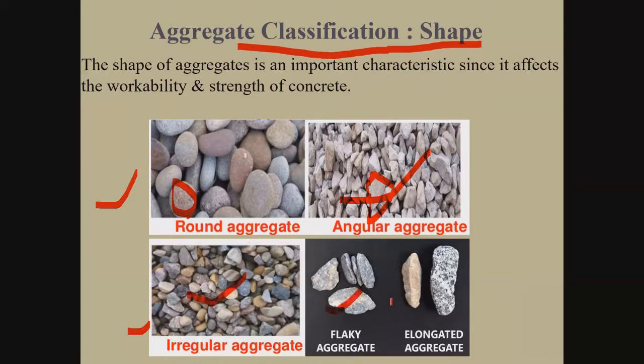There will be flaky aggregates, and there will be elongated aggregates. Elongated aggregates have more length as compared with the thickness and width. Flaky aggregates have less thickness as compared with the length and the width.